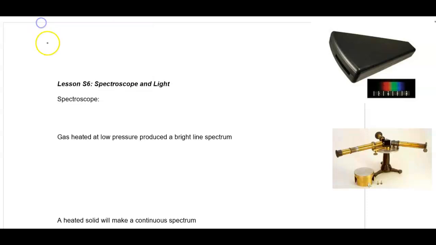Hello everyone, welcome to lesson S6 on spectroscope and light. First thing we're going to do here is define spectroscope. It seems appropriate considering the title. And the textbook defines this as a device which produces a focused spectrum.